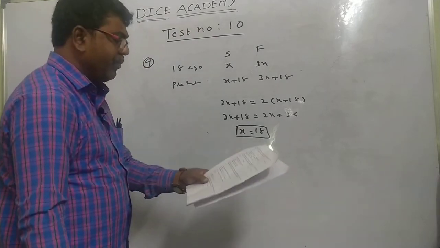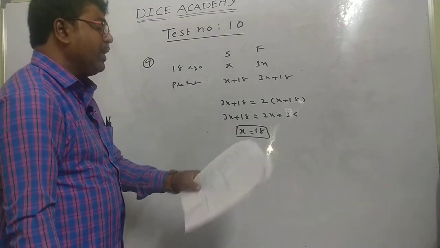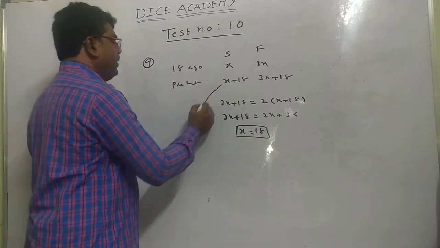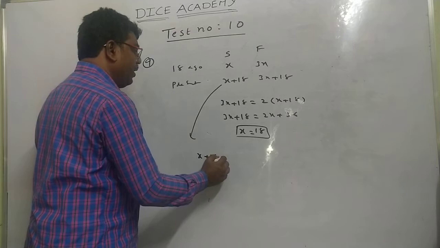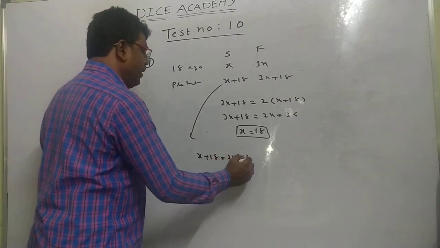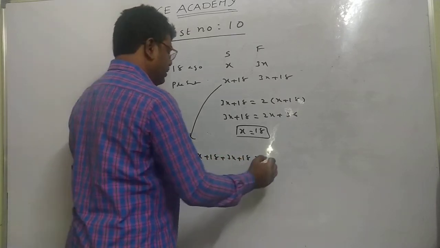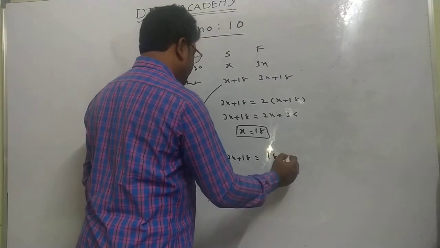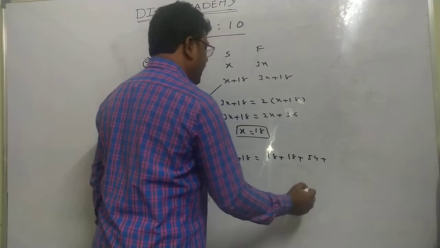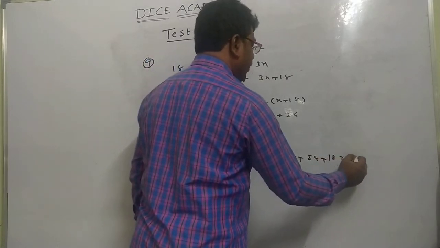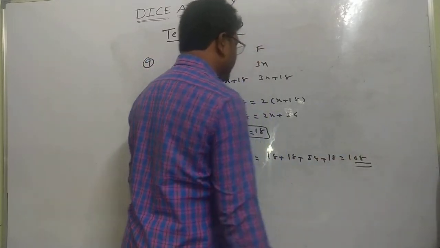But what is the question? The sum of the present ages of son and father. So I take these as the present ages of son and father, and you have to add all the values. x plus 18 plus 3x plus 18. This is equal to 18 plus 18 plus 3 into 18, 54, plus 18. The total sum is equal to 108. 108 is the required answer.